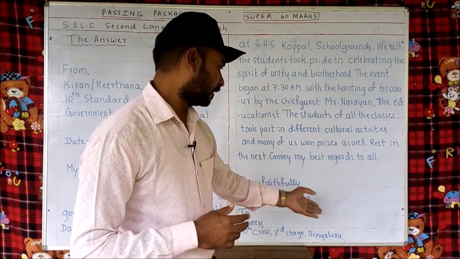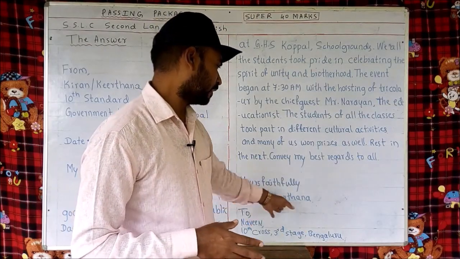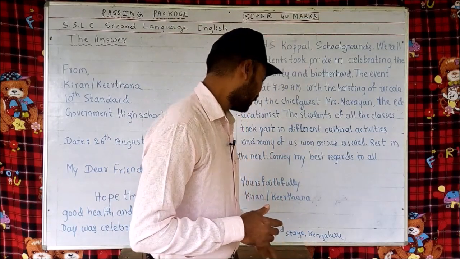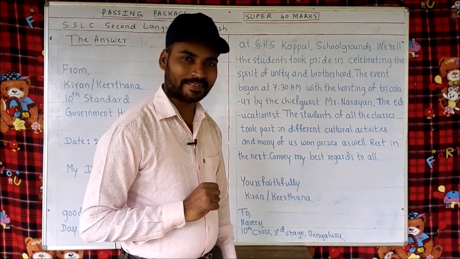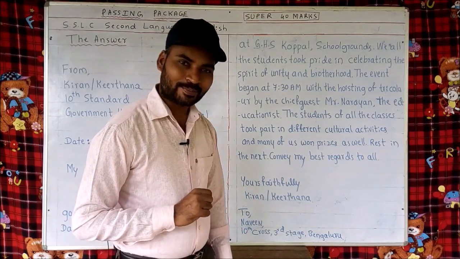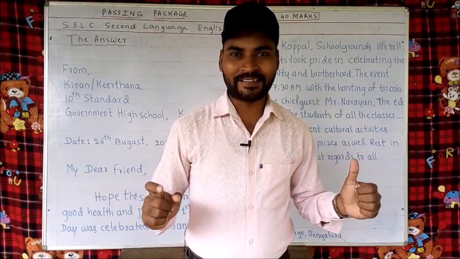Yours faithfully, Kiran Kirtana. For a friend, we write yours faithfully, then Kiran Kirtana, whoever you are, your name you should write. Then last stage, writing the to address. To Naveen, 10th class, 3rd stage, Bengaluru. This is what the letter writing is.